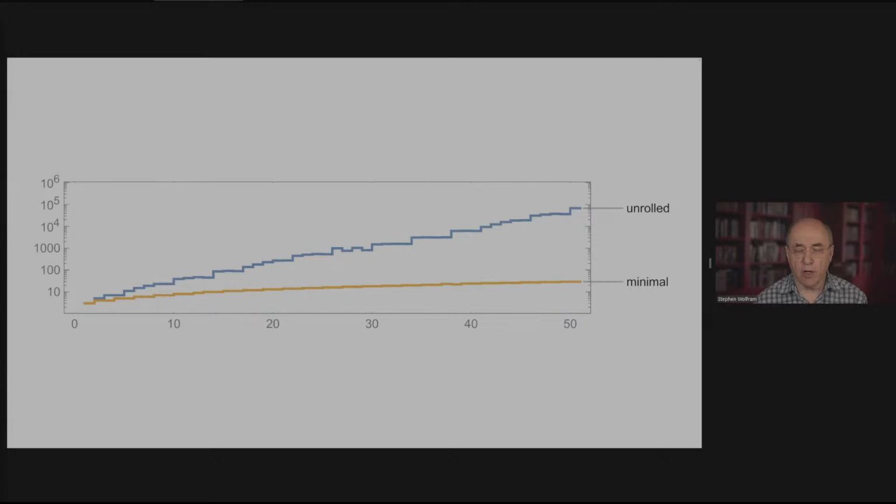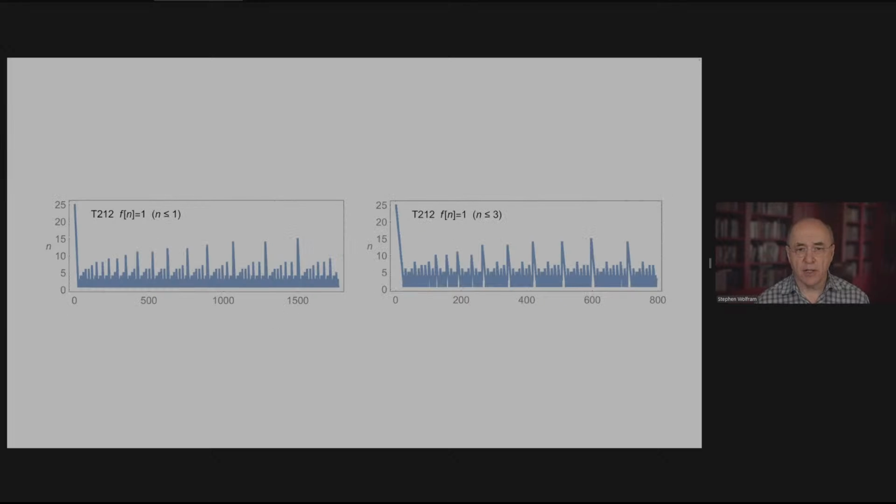So clearly with the minimal graph, where we're doing caching, we have to do a lot fewer evaluations, on a log scale. So it's roughly 1.2 to the n for the unrolled case versus 0.5 n, linear, for the other case. So different recursive functions lead to different patterns of behavior. The differences are less obvious in evaluation graphs, but can be quite obvious in the actual sequence of f of n's that are evaluated. So here's T212 for a couple of different initial conditions.